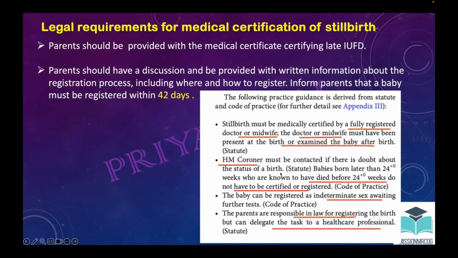Apart from this, if the baby is known to have died before 24 weeks, it will not be required to be registered. And many times you will find a question where they will say that the baby died at 23 weeks or something like that. In that situation, you should not speak of stillbirth registration. And if any doubt is there about the birth status, then who would be contacted? That is a coroner. HM coroner has to be contacted. Another thing, if the sex of the baby is awaited, then the baby can be registered as indeterminate sex.